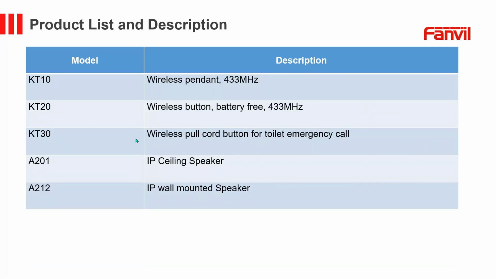As you can see here, we have the wireless buttons and their frequency, and we have the wireless pull cord button for toilet emergency call. And we have the ceiling speaker and the wall-mounted speaker.